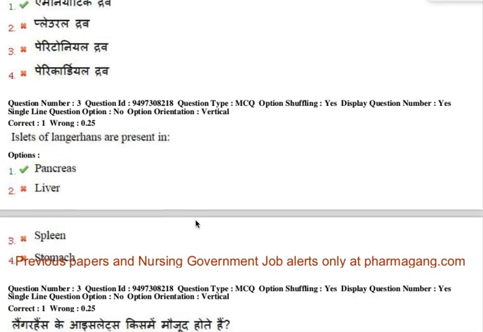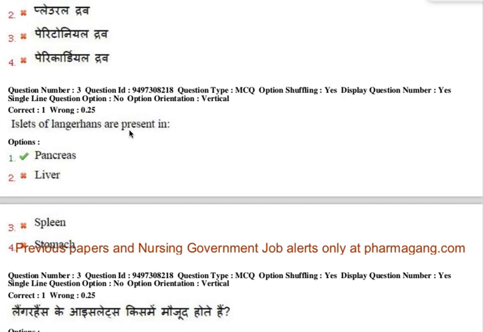Next question. Question number 3. Islets of Langerhans are present in. Right answer is pancreas. Islets of Langerhans are present in the pancreas.